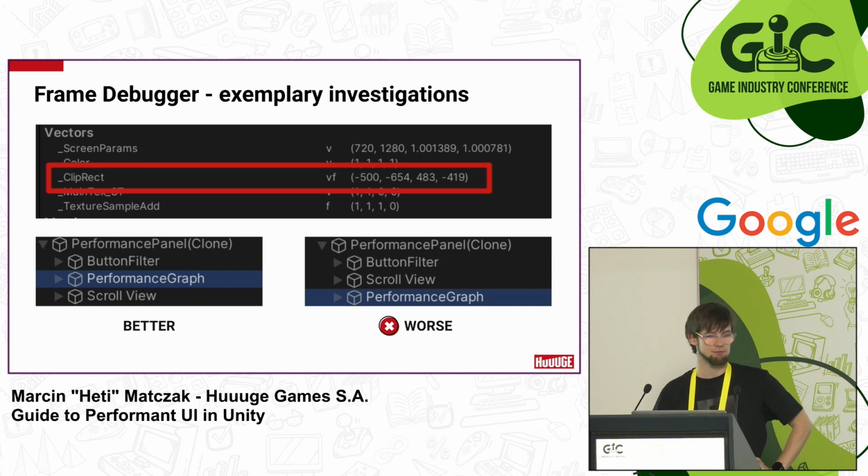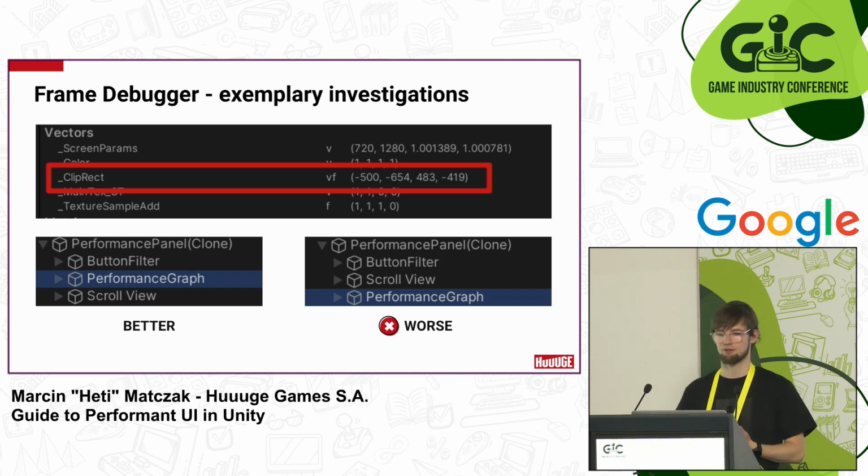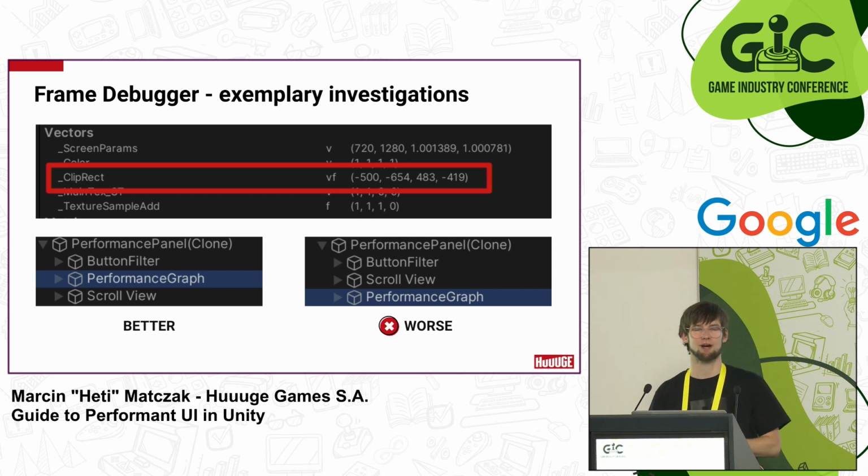And why is that? Because when you have something with a mask, and a scroll view masks the text that is inside, Unity needs to set a clip rect to a different value to do that. And if this clip rect value differs from what was in the previous draw call, it will always force a new draw call. Even if you have everything in a single sprite atlas, if you use a mask and Unity needs to change the clip rect, it will give you an extra wasteful draw call.